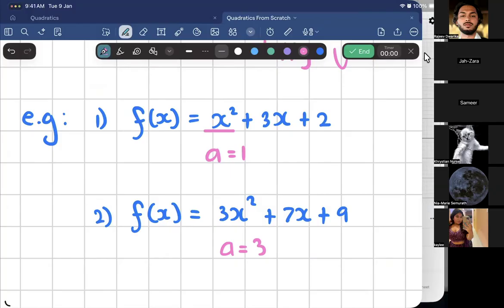Remind me, if A is positive, is it a maximum? Nah, it would be a maximum.